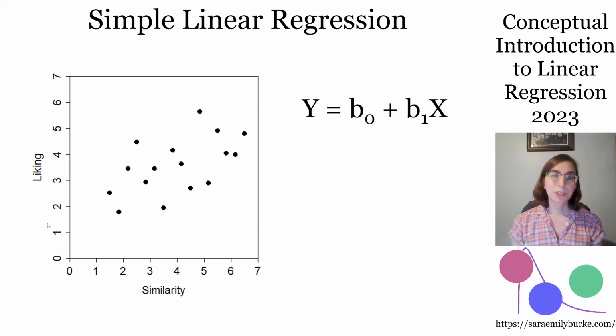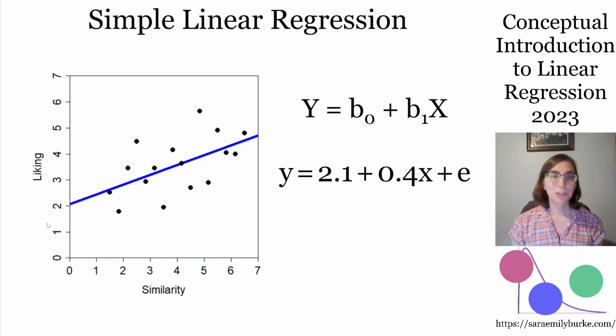Imagine we're studying the relationship between similarity and liking. We have a data set with 16 participants plotted here, and the participants are thinking about one person that they know, reporting how similar that person is to them and how much they like that person. It appears that more similarity is associated with more liking, but we'd like a formal statistical test of this claim.